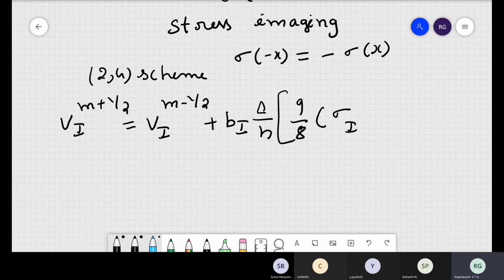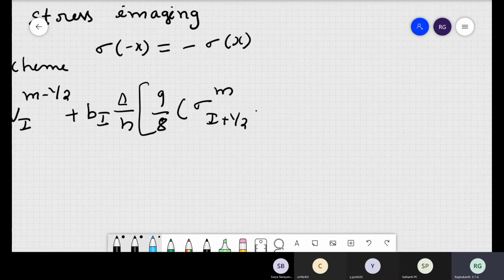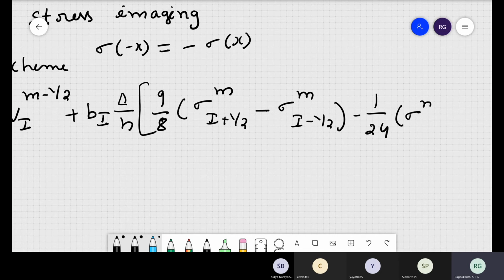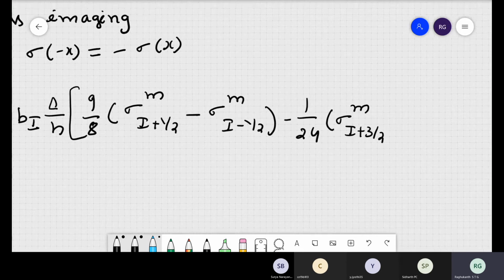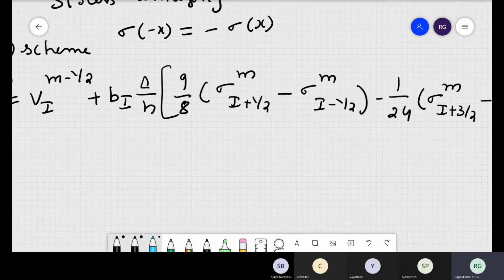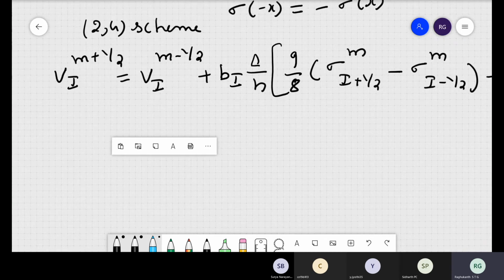So σ_{i+1/2}^m, then we minus σ_{i-1/2}, minus 1/24. So σ^m_{i+3/2} minus σ^m. Okay, so this was our 2,4 scheme. We have already written it there.